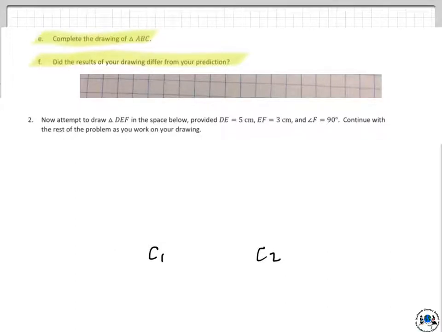And we have number 2. Number 2 asks us to now attempt to draw, let me erase some of this here, triangle DEF in the space below, on your binder, provided that DE equals 5 centimeters, EF equals 3 centimeters, and angle F equals 90 degrees. So continue with the rest of the problem as you work on your drawing. That is exactly like we did before, and hopefully you will be able to do it a little bit more adeptly, and so will I, using what we know now.